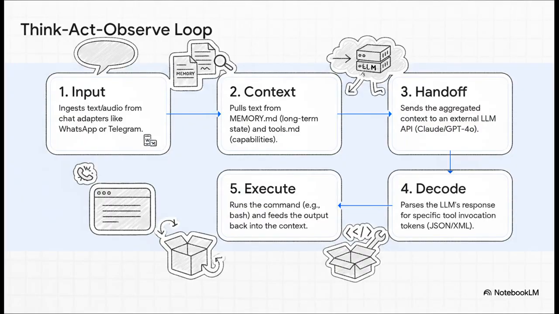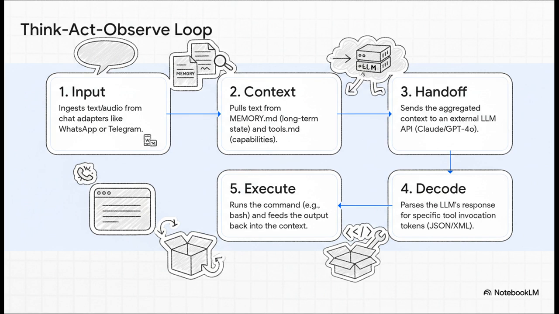Okay, let's trace a request. It's a pretty classic think, act, observe loop. So you send it a message, maybe from WhatsApp or something, that kicks off a process. It does this sort of RAG light thing, pulling context from some markdown files. Then it bundles all that up and throws it over the fence to an LLM API, like Claude or GPT-4o. The model thinks and sends back a function call.